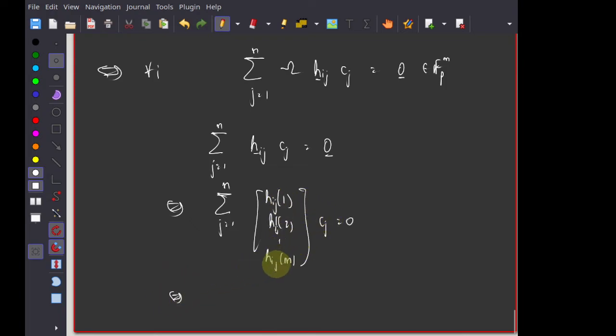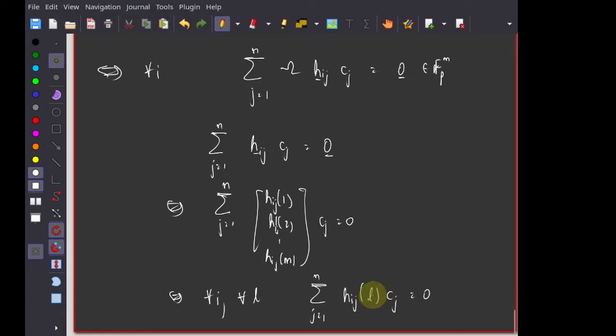again, this is multiplied element wise. So for all i and for all, let's say l, so i goes from 1 to n minus k, l goes from 1 to m, summation j equal to 1 to n of h_ij of l times c_j should be equal to 0. And all of these operations are over Fp.